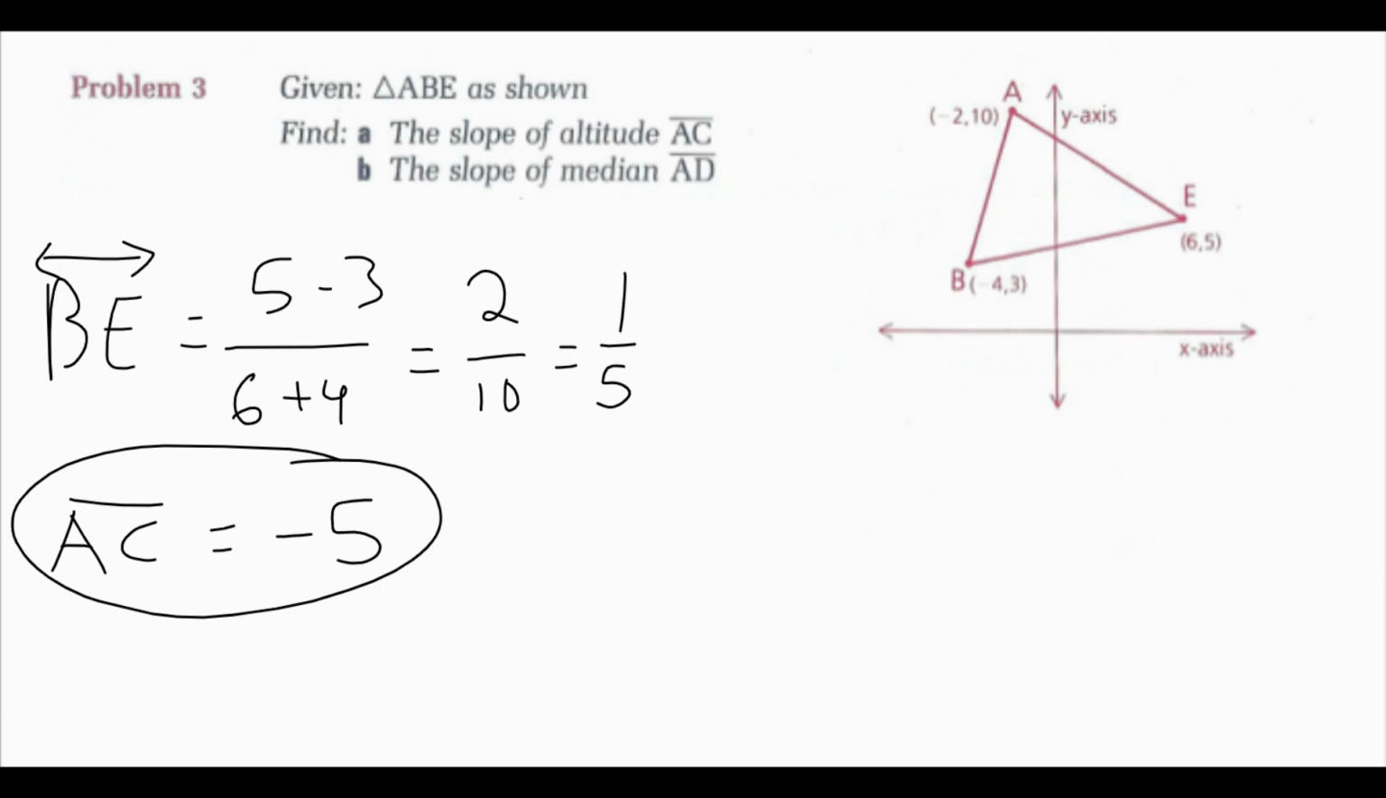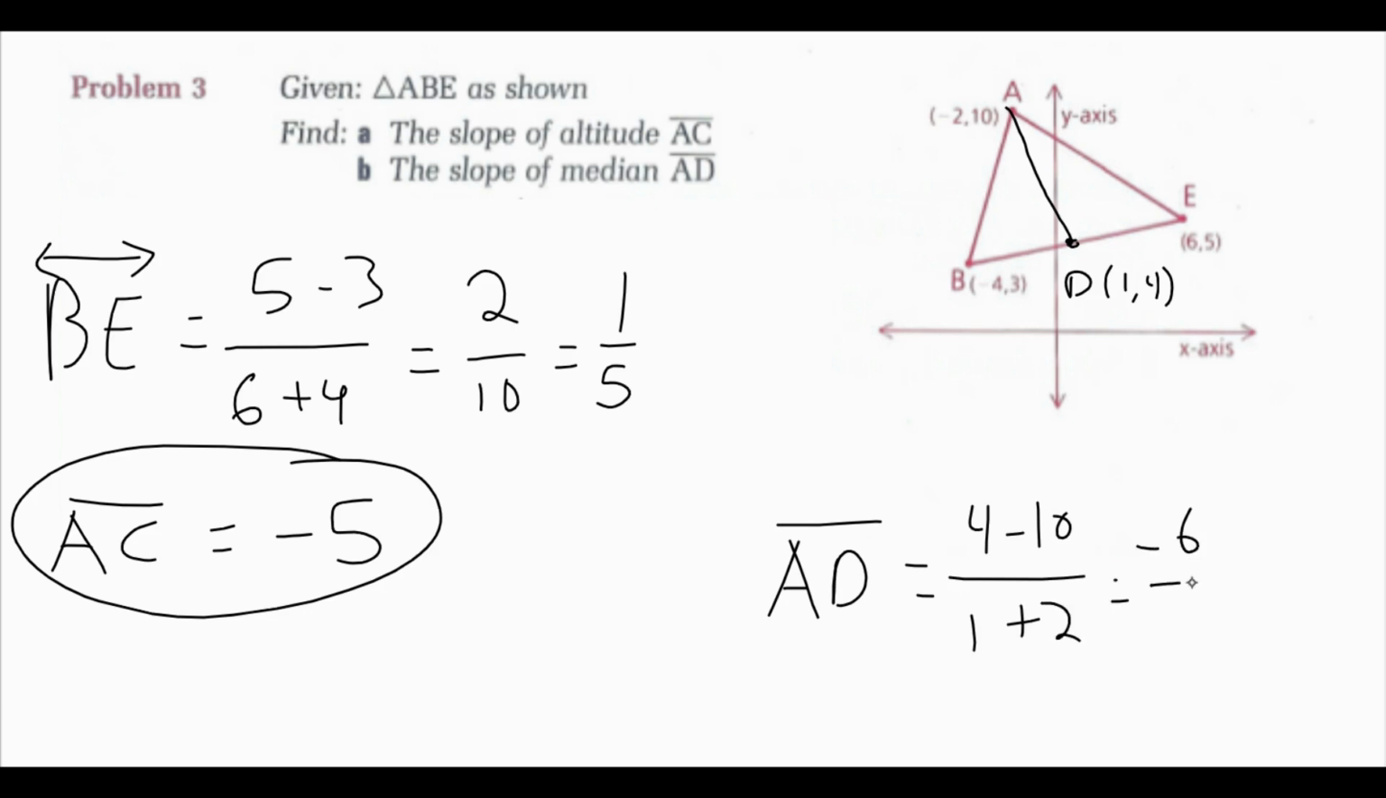Now looking at the slope of median AD, if I drop a median from vertex A, it would go to the midpoint of line BE. So I need to find the midpoint of line BE, and then I can use the coordinate of A and this coordinate D to then find my slope. So D would be (1, 4). Now I can use these two coordinates to find the slope of my median AD. So I'd have (4 - 10)/(1 + 2), which would be -6 over 3, which is -2. So the slope of my median is -2.